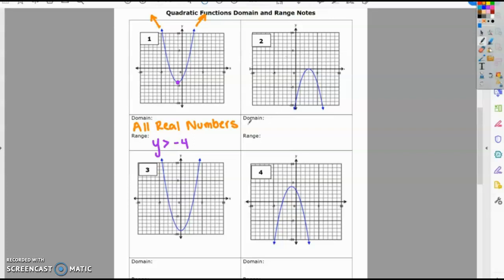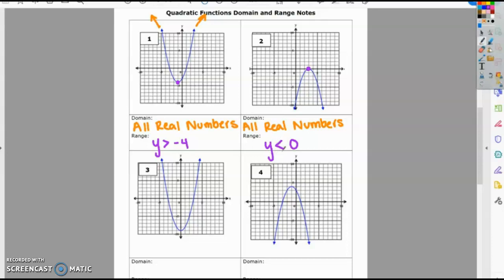Number 2, domain again, all real numbers. For our range, it's y. And then we look at our vertex. So the y of this vertex is at 0. Now there's nothing above our vertex, so this is a maximum. And if it's a maximum, all of the y values are below or less than. So y is less than 0.